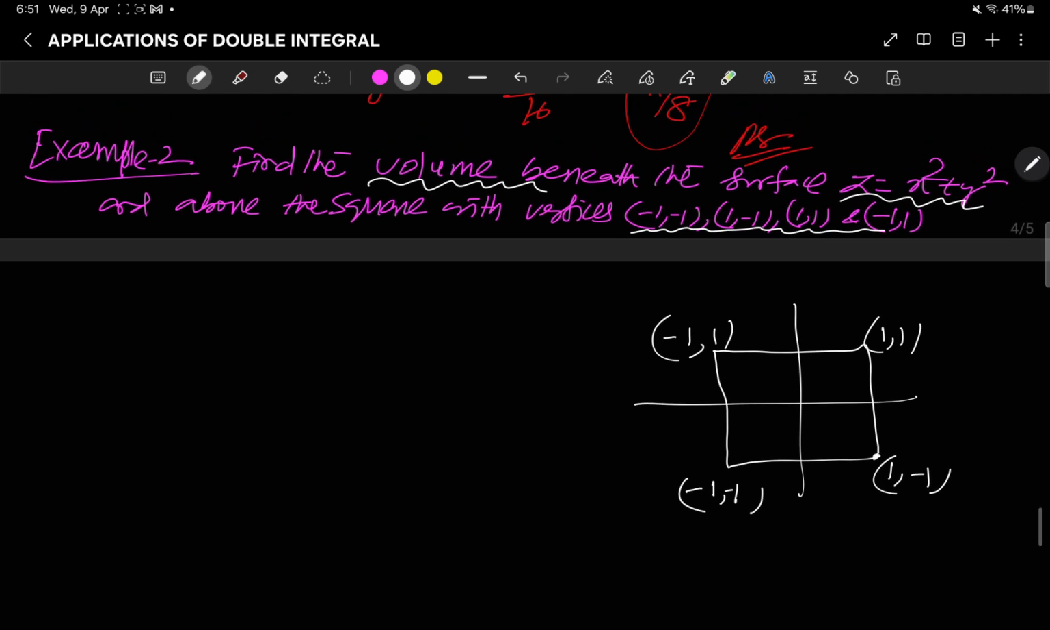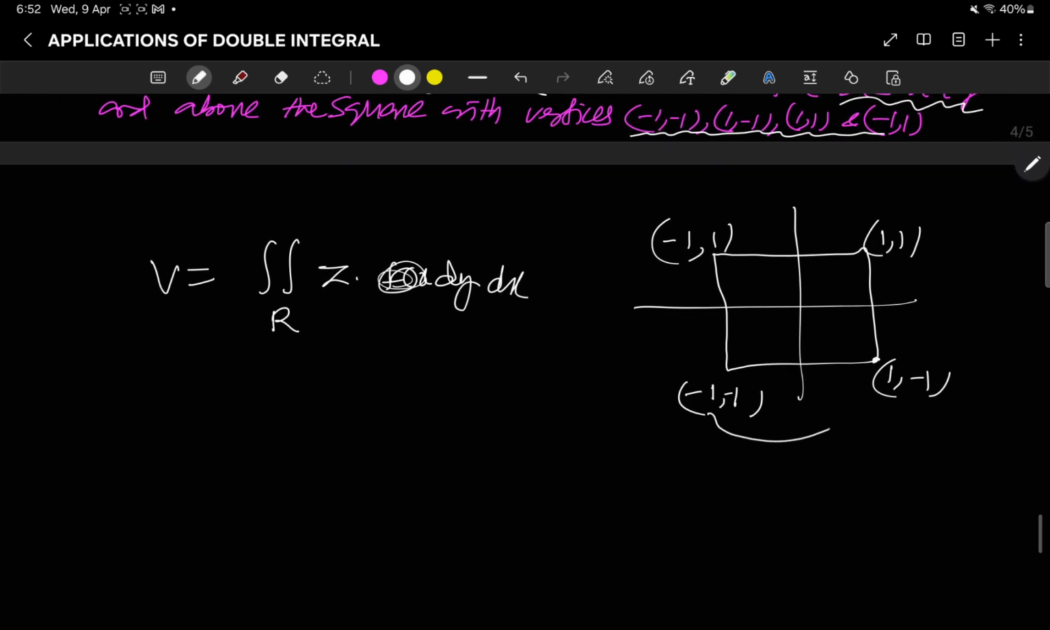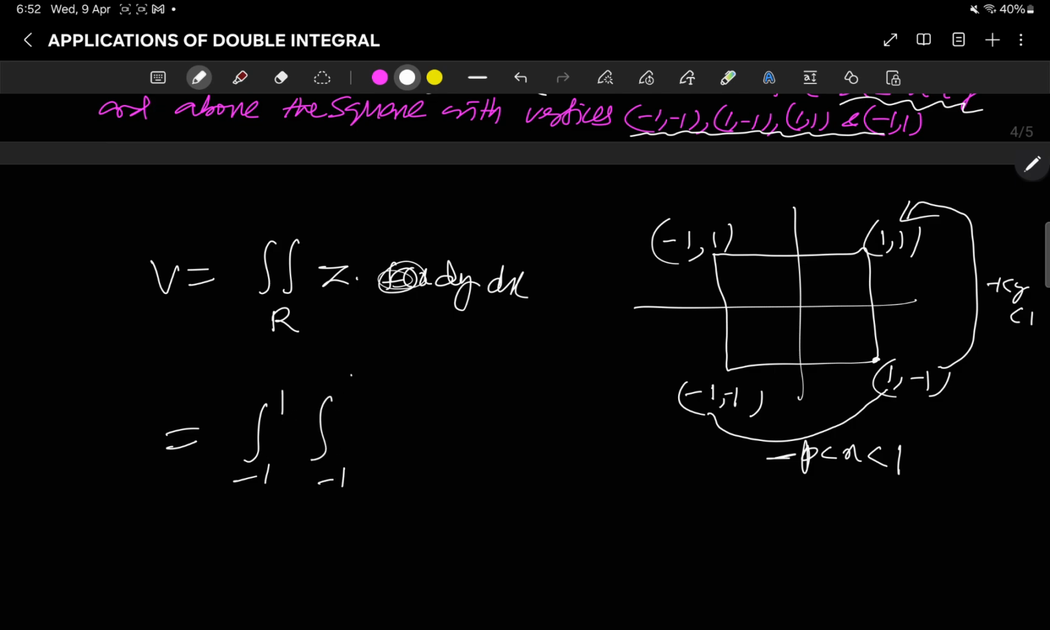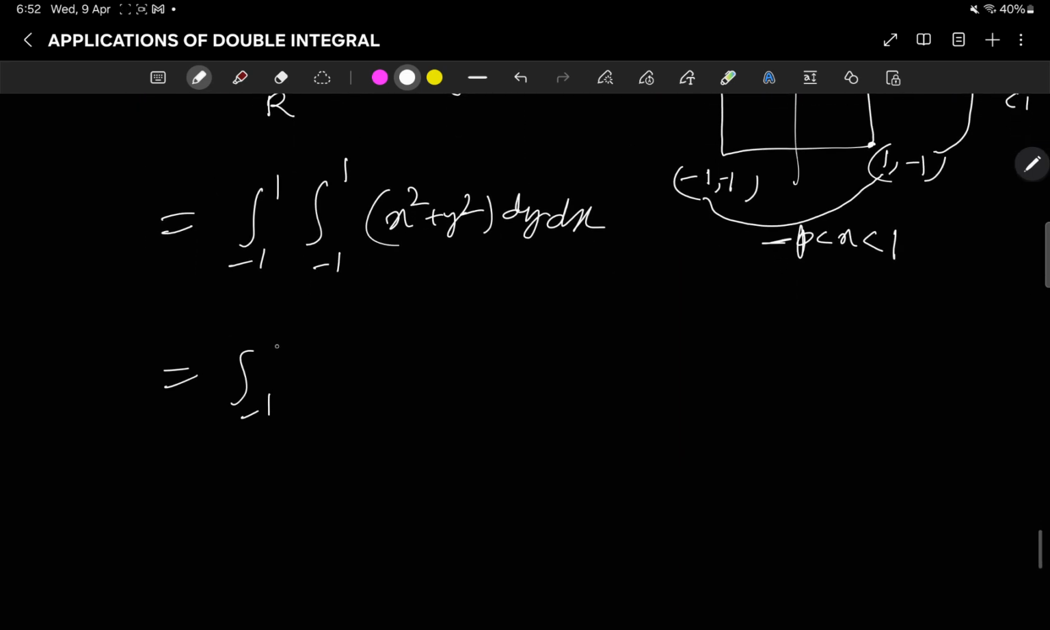Okay, so now the formula for the volume is the double integral over the region R of z, that is f of x, y, dy dx. Okay, so what is the limit of y? It is straightforward. The limit of x is minus 1 less than x less than 1, and the limit of y is also straightforward, minus 1 less than y less than 1. So this integral becomes integral from minus 1 to 1, minus 1 to 1, of x squared plus y squared dy dx.